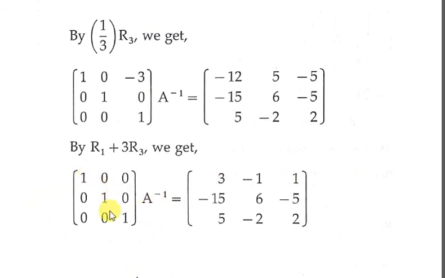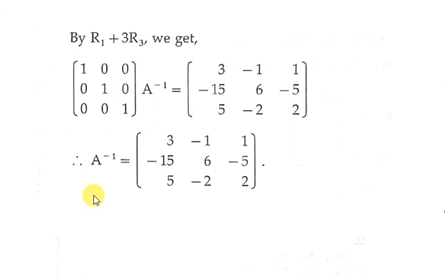Now observe the new matrix. Matrix A is reduced to the identity matrix 1 0 0, 0 1 0, 0 0 1, and on the opposite side the identity matrix has been converted into the new matrix B. So we got A inverse. This is the way we got matrix A inverse as 3 minus 1 1, minus 15 6 minus 5, 5 minus 2 2. So we converted matrix A into A inverse. This is the resultant matrix A inverse.